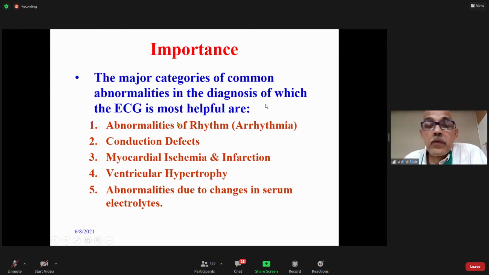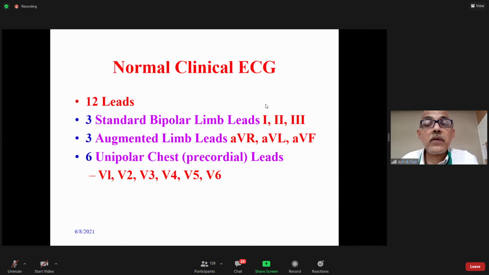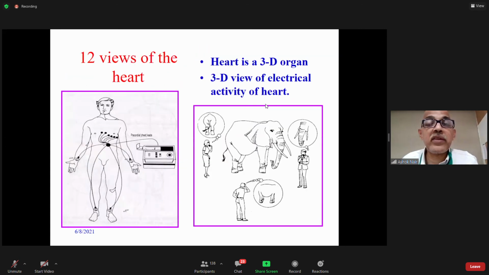Now, what is the time? It's almost time is up. I will just go back to one slide which I dropped. So, why we need to? You have these different electrodes that are connected.